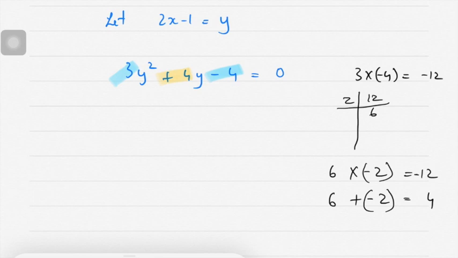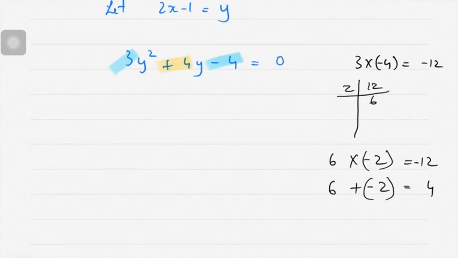Okay? So my factors are 6 and minus 2. Then only when you multiply, it is minus 12, and when you add, it is plus 4. Okay? So let me write it. 3y square. Instead of writing plus 4y, I will write plus 6y and minus 2y minus 4 is equal to 0.